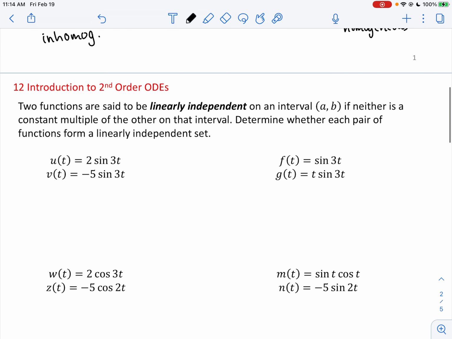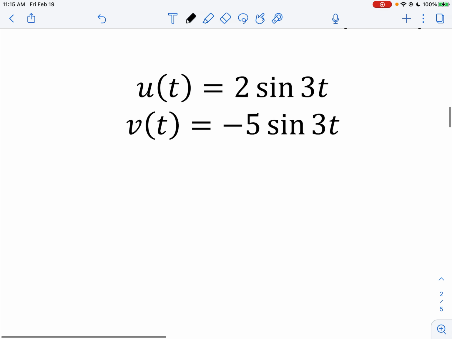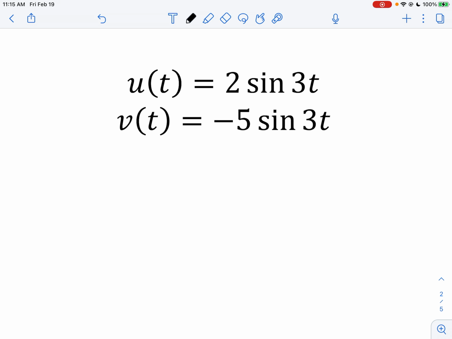Okay. Next idea to be aware of. Two functions are said to be linearly independent on an interval from a to b if neither function is a constant multiple of the other on that interval. Determine whether each pair of functions form a linearly independent set. Okay, so this is this pair. If it's possible to multiply one of these functions by a constant to turn it into the other function, then we say that they are not linearly independent.